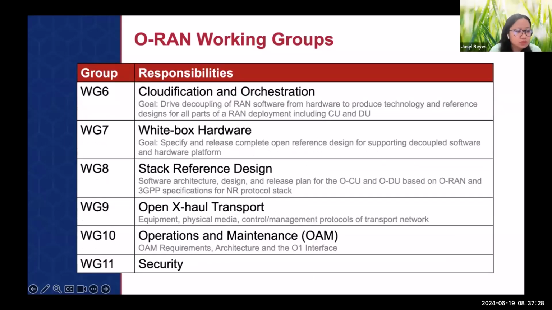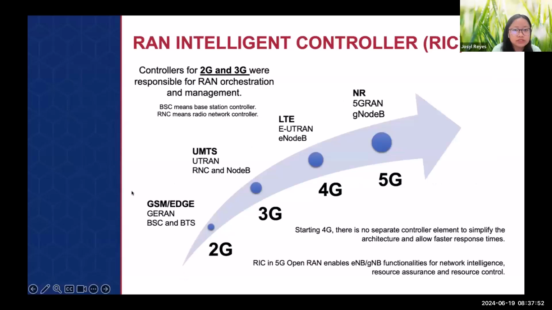Other working groups are listed here, although not as important in this lecture, but you can find that they also target different parts of the radio access networks, even the backhaul, the transport network. Okay, so working group 2 and 3 are the important working groups for this lecture, and they focus on the RIC, the RAN intelligent controller.